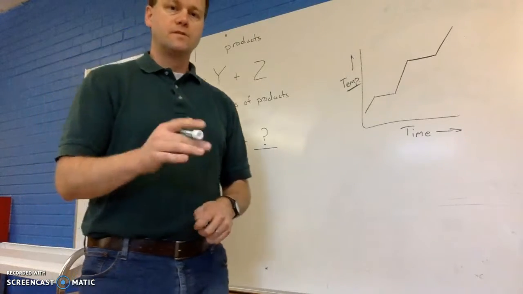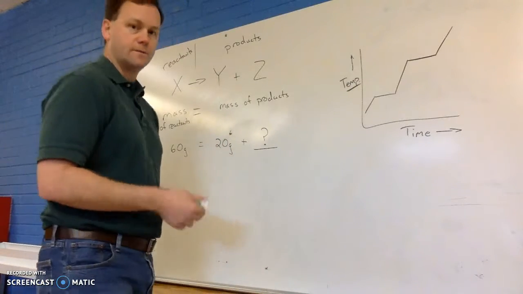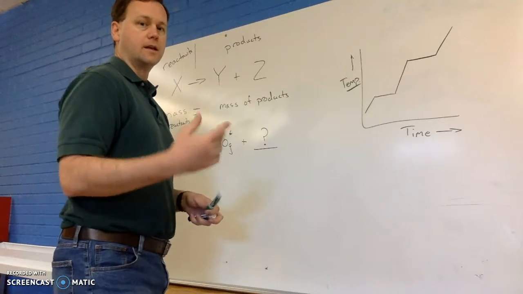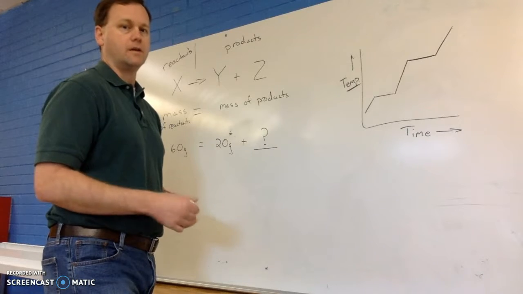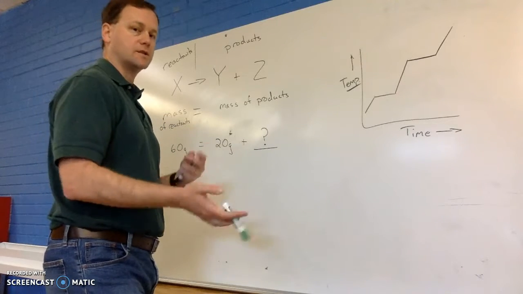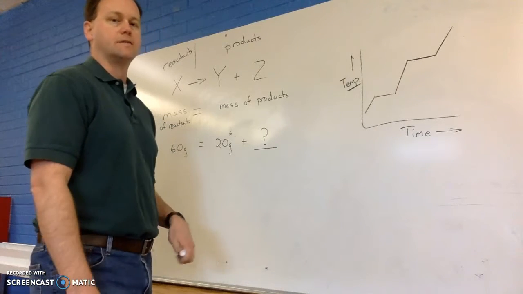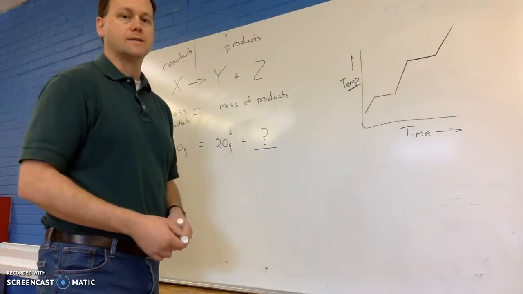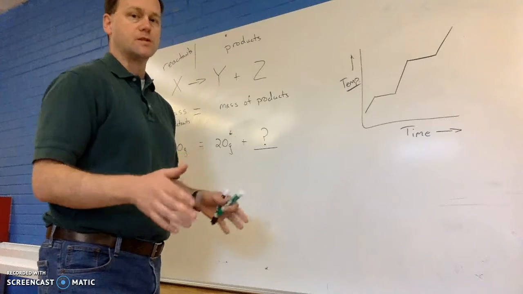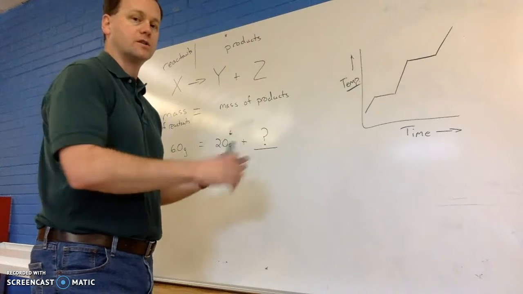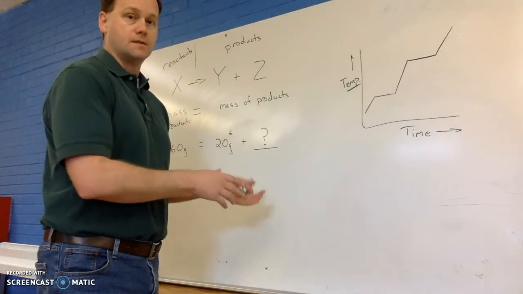Conservation of mass applies in physical changes, in chemical changes, but not in nuclear changes. Remember, nuclear changes use the equation E equals mc squared, Einstein's famous equation. That applies in the case of a nuclear change. In chemical changes, mass is conserved. All you're doing is changing it from one substance to another.